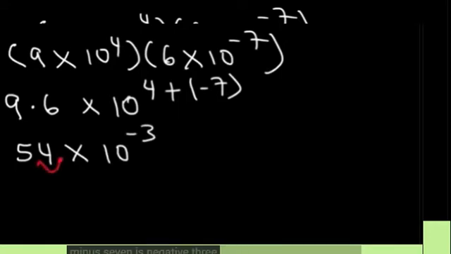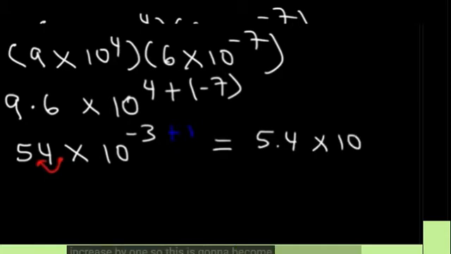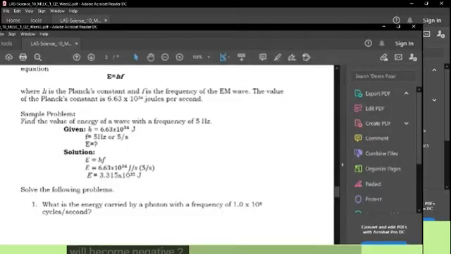So let's move the decimal 1 unit to the left. So the exponent is going to increase by 1. So this is going to become 5.4 times 10 to the negative 2 now. If you are wondering why it becomes negative 2, it's because when you add positive 1 to negative 3, it will become negative 2.